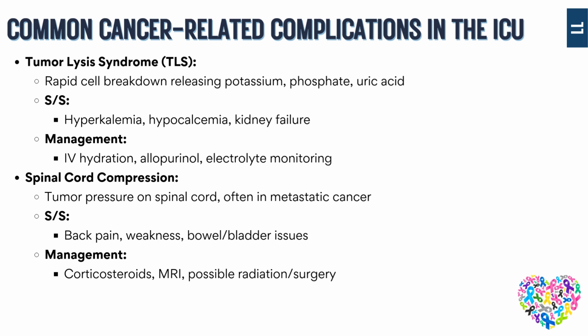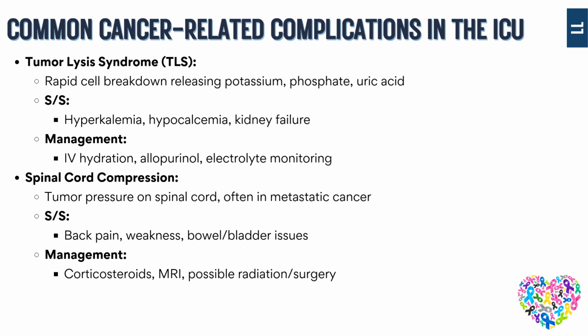That is a metabolic emergency that occurs when a large number of tumor cells release intracellular contents into the bloodstream. This leads to hyperkalemia, hyperphosphatemia, and hypocalcemia, which can cause serious cardiac and renal issues. Obviously, when our electrolytes are out of whack, it can affect your heart, right? And your kidneys. So, management for this includes aggressive IV hydration to protect the kidneys, medications like allopurinol to manage uric acid levels, and close electrolyte monitoring.